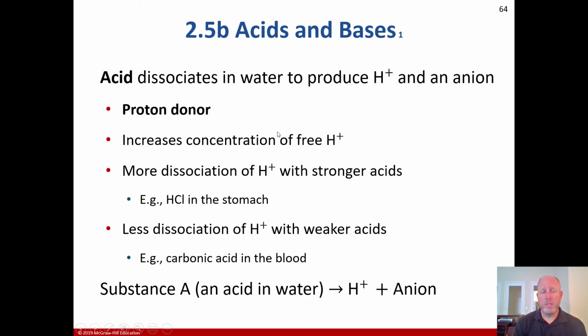Now, an acid dissociates in water to produce a hydrogen ion and an anion, an anion being a negative charge. An acid is a proton donor and increases the concentration of free hydrogen ions. More dissociation of hydrogen ions makes a stronger acid, like hydrochloric acid in the stomach. Less dissociation is the case with weaker acids, like carbonic acid in the blood. In the blood, you don't want it to be as strong of an acid, whereas you would want that for breakdown in the stomach.